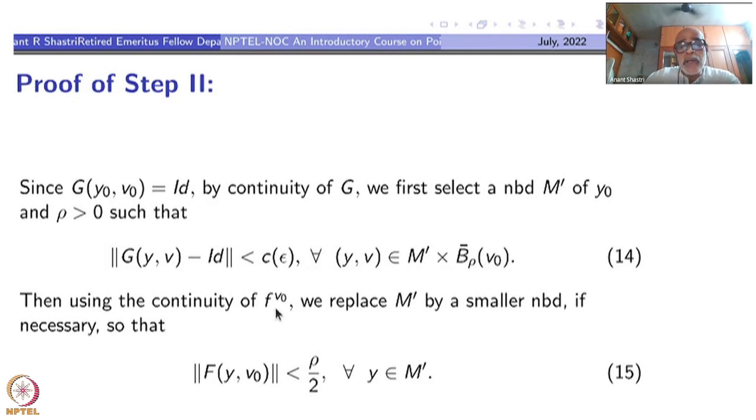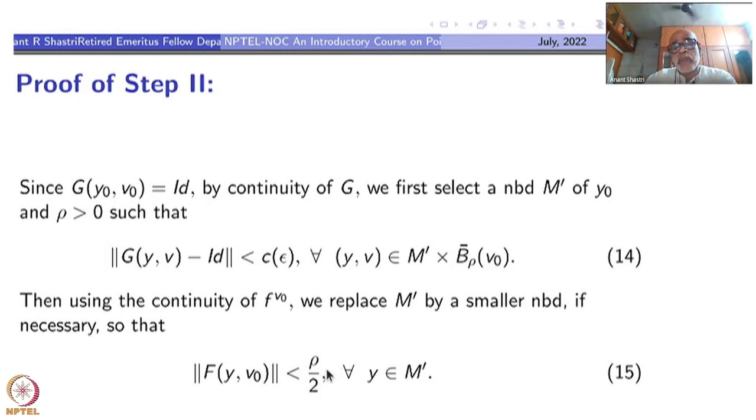Now use the continuity of F of v naught. We can replace M prime by a smaller neighborhood if necessary, so that F of y v naught is less than rho by 2 for every y inside M prime. So there is a choice of M prime at the second stage. The first stage is some M prime. That is replaced by a smaller M prime. This M prime will depend upon the rho. The rho is chosen in the first instance, then I am choosing M prime smaller than that. So the choice of M prime will depend upon the rho. Okay, make it less than rho by 2.